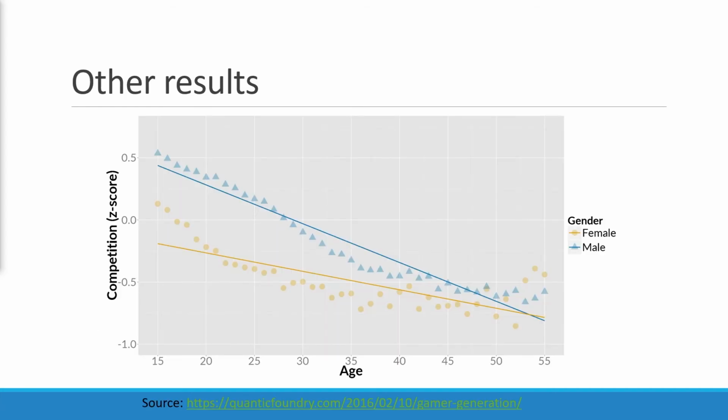The authors of the study also produced a number of other data graphs and findings from this data set, which are just very interesting. I would encourage you to check out the studies yourself from Quantic Foundry. I'm just going to bring up two graphs which are kind of interesting. This is the graph of people's response to the competition motivation as a function of age. And it's very interesting to see the shape of these curves.